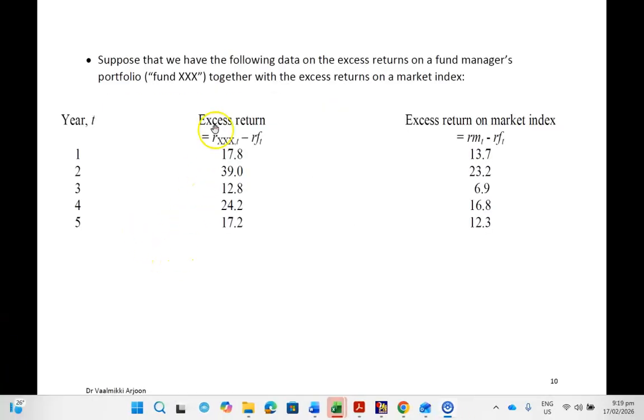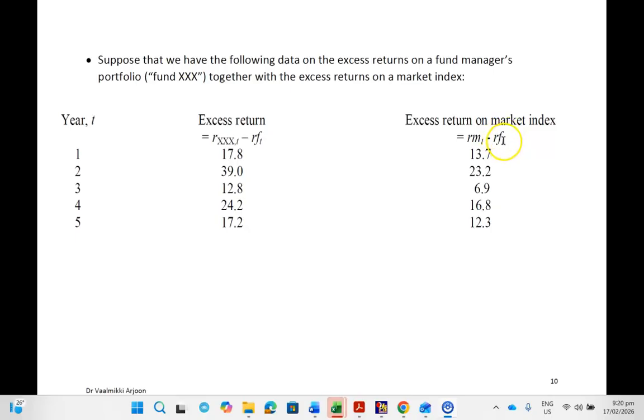So let's take a look at this example here. Let's say we want to have the following data on the excess returns on a fund manager's portfolio, together with the excess returns on the market index. We're looking at how the excess return on the market index affects the excess return on the portfolio. In other words, how does the market risk premium affect the portfolio risk premium? Because you can see here, this is the market return minus the risk-free rate.